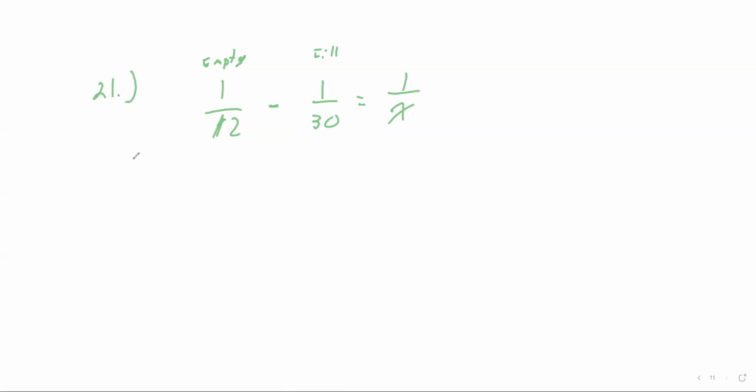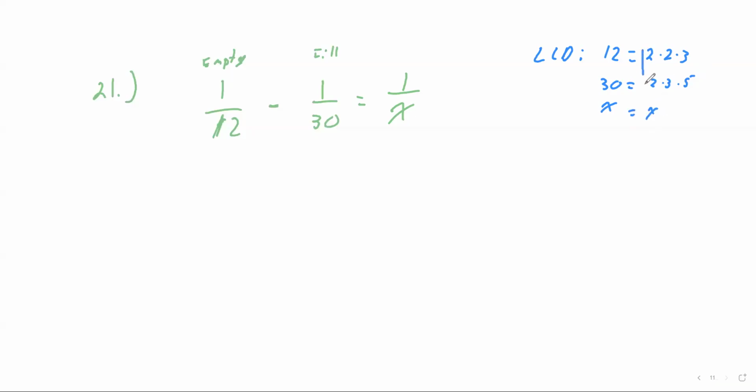All right, so here we go. When I look at this, I look at the least common denominator and I see I got a 12, I got a 30, and I got an x. So let's do our prime factorization. 12 is going to be 2 times 2 times 3, because 2 times 3 is 6, times 2 is 12. 30 would be 2 times 3 times 5, because 3 times 5 is 15, and 15 times 2 is 30.